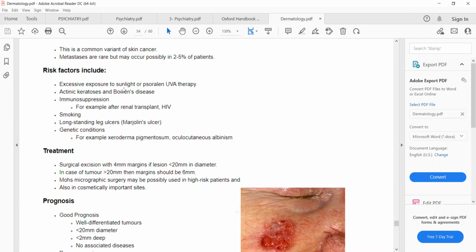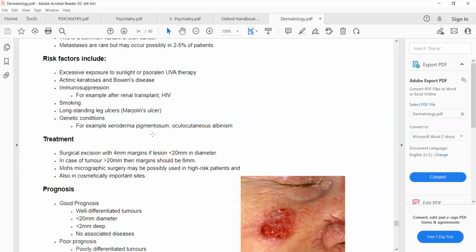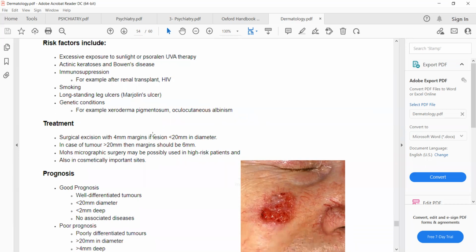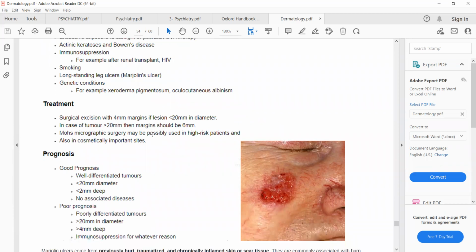So excessive exposure to sunlight, actinic keratosis or Bowen's disease, immunosuppression such as post-renal transplant or HIV patient, smoking, or long-standing leg ulcers, or genetic conditions such as xeroderma pigmentosum and oculocutaneous albinism. If any of these risk factors are given in the question, then you will suspect a squamous cell carcinoma of the skin. The treatment is surgical excision, as was done in basal cell carcinoma.